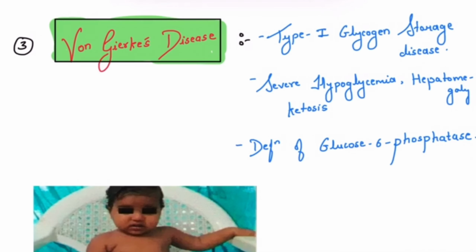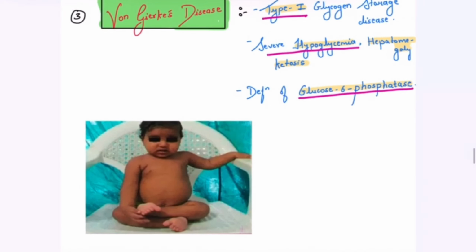Another disease is von Gierke's disease. This is type 1 glycogen storage disease. There is severe hypoglycemia, hepatomegaly and ketosis. You have to remember these important points. And there is deficiency of glucose 6-phosphatase. So these are the key points you have to remember: glucose 6-phosphatase, severe hypoglycemia and type 1.